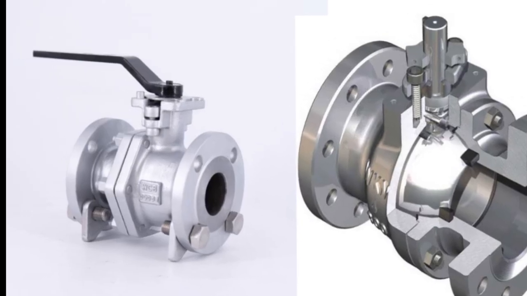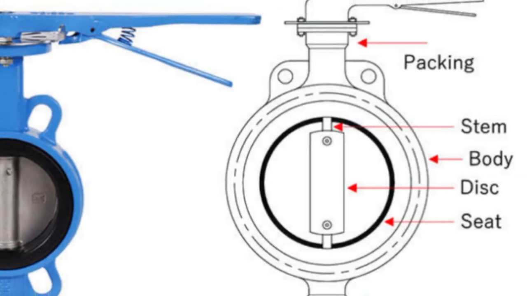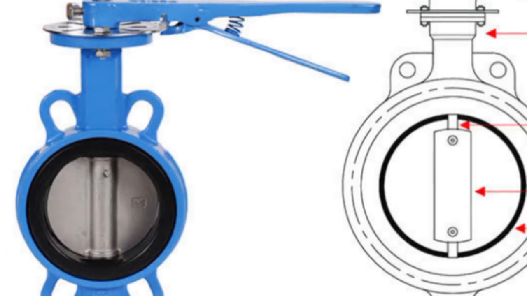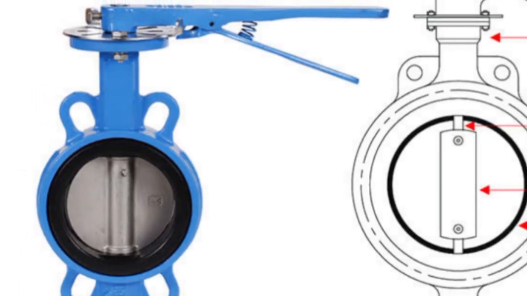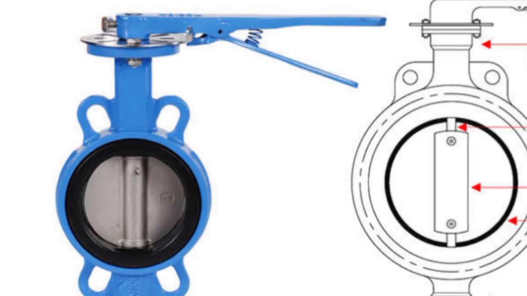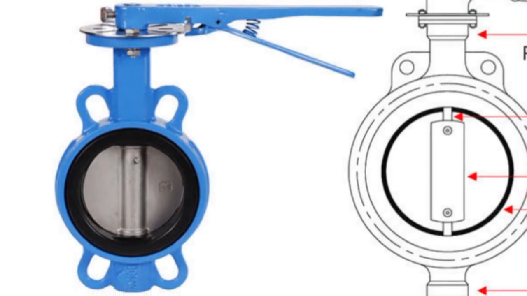Butterfly valve. The butterfly valve has a round flat body with a disc in the center. A lever or gear on top rotates the disc. When the disc is parallel to the flow, fluid passes. When turned 90 degrees, the disc blocks the flow. The design is very compact and lightweight.